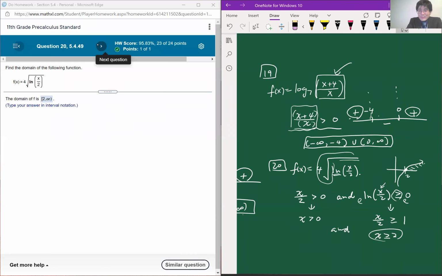Since these two are conjoined by "and", let's see. One restriction is x is greater than 0. Another one is x is greater than or equal to 2. So the answer would be 2 or higher.